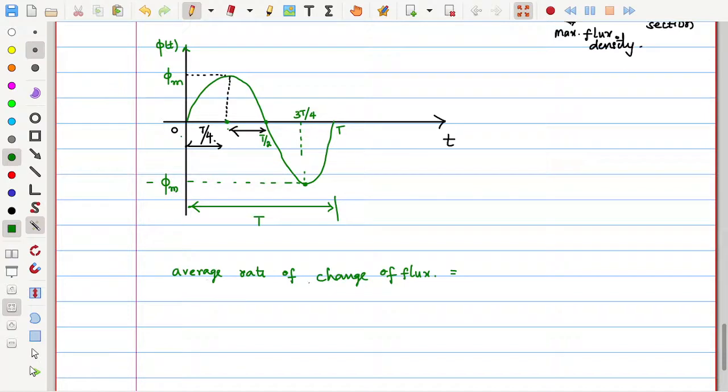So the average rate of change of flux. Whenever you see this rate, it means that in the denominator you will have time. So how much is the flux changing? 5m. For how much time interval? It is 1/4 time interval, so that is T by 4. For every T by 4 interval, the flux is changing 5m. That is the average rate of change of flux.